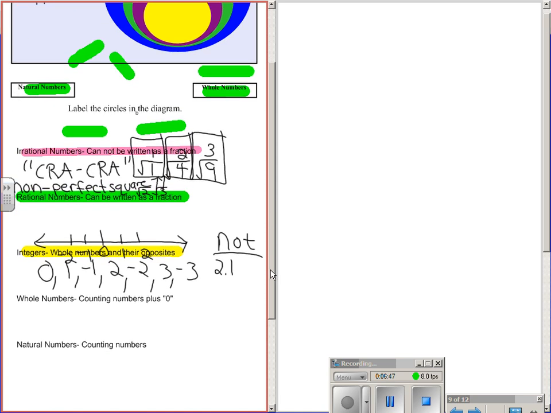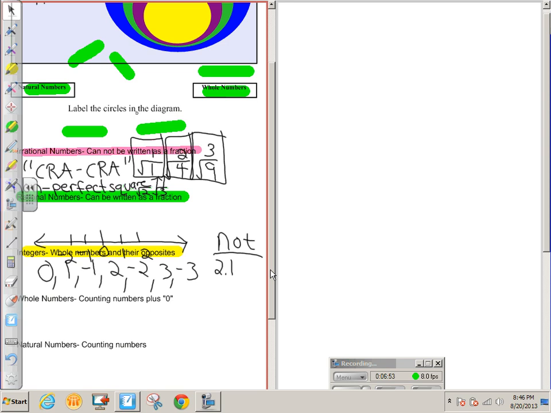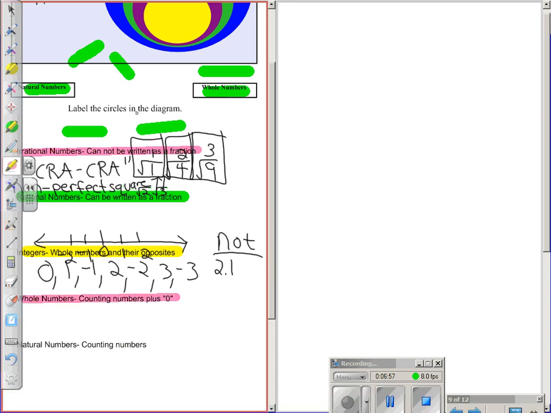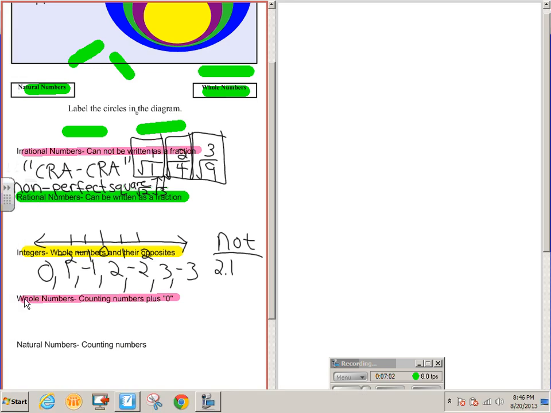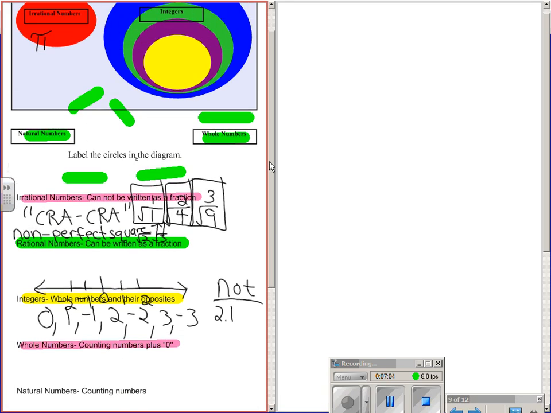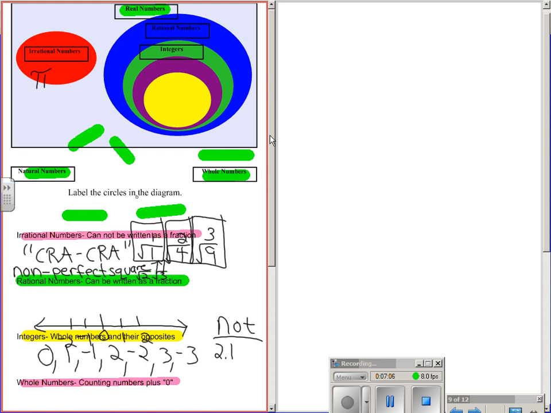So the next category then, we have whole numbers and natural numbers. There's only one tiny difference between whole numbers and natural numbers. Whole numbers are counting numbers plus 0. We kind of just talked about that. So whole numbers are counting numbers plus the number 0. When you learned to count, your parents taught you to count 1, 2, 3, 4, 5. But did you also know that 0 was part of that category?